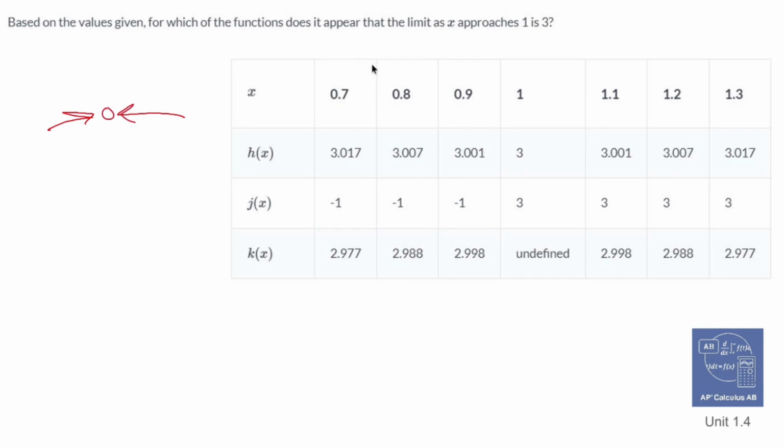So as we look at each of these, you have numbers going towards 1 from the left, so it's getting larger, and numbers going towards 1 from the right. As this happens, are they all headed towards the number 3?